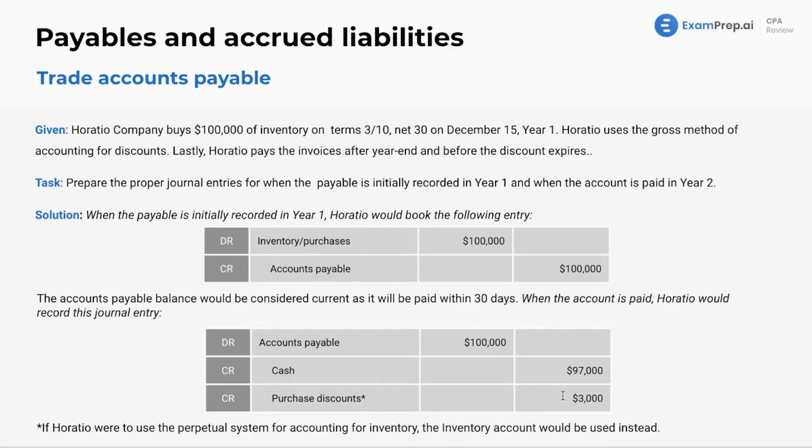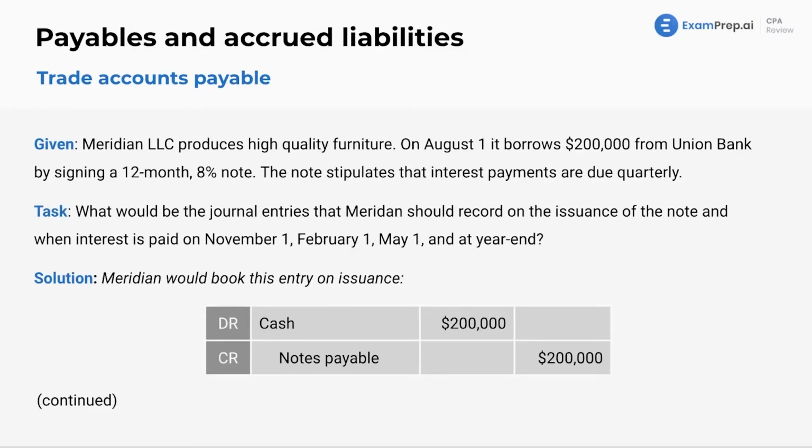That's what Horatio gets. And a little note here, if Horatio were to use the perpetual system for accounting for inventory, the inventory account would be used instead. Don't worry too much about that. That is just more on the surface how it's presented. But these main journal entries, definitely important to know. Let's take another look at questions, because questions are the best way to see anything.